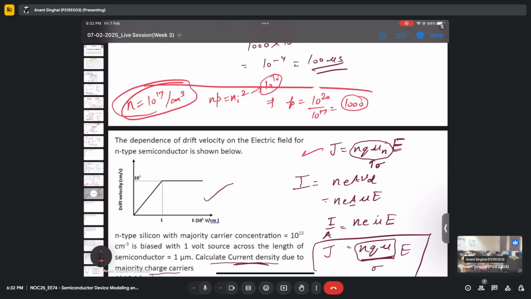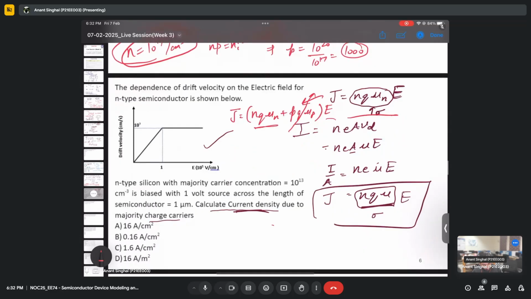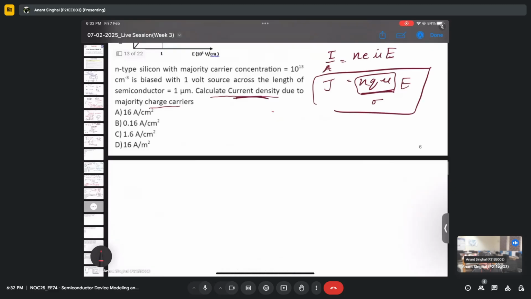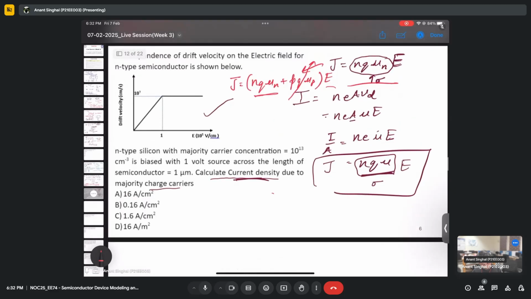So the exact formula, if I try to write, is nothing but NQ mu N plus PQ mu P times E. So this term becomes 0 or negligible as compared to this. So that is why I write this directly. So again, are you trying to calculate it or I'll do it? We'll try once. Sure.